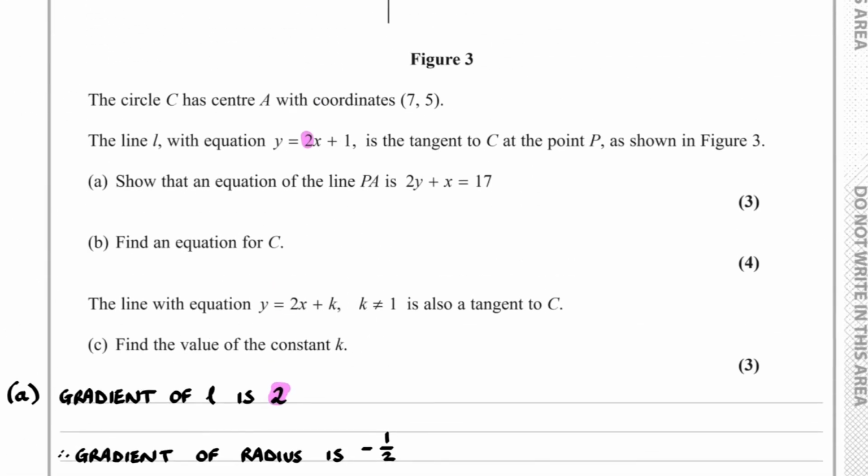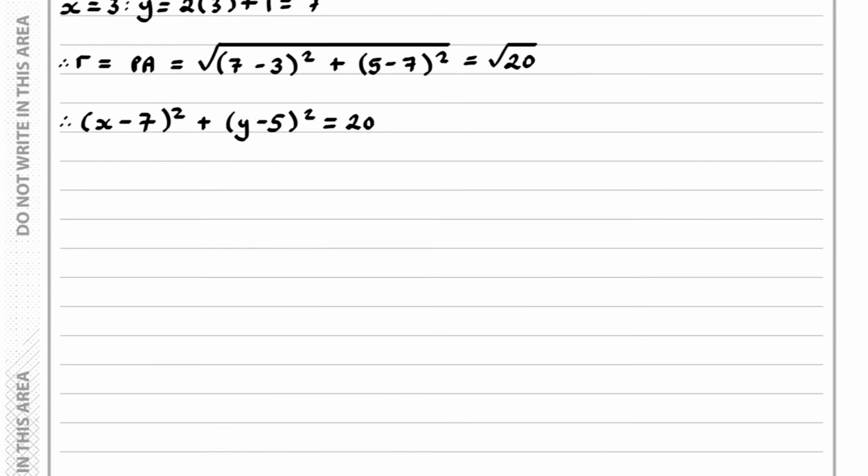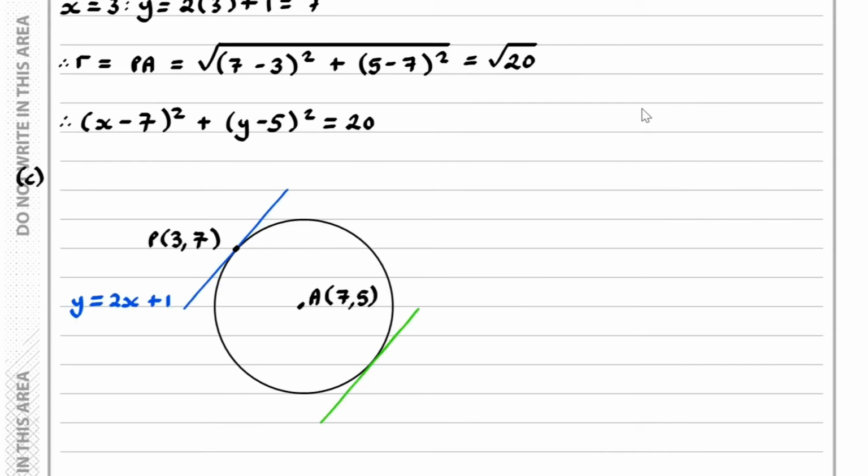And then for part C, the line with equation y equals 2x plus k, where k doesn't equal 1, is also a tangent to C. We have to find the value of the constant. Well, to do this, let's draw a new diagram. So for part C, we've got our circle with centre (7, 5). We've got our point P, which is a tangent to the circle at (3, 7).